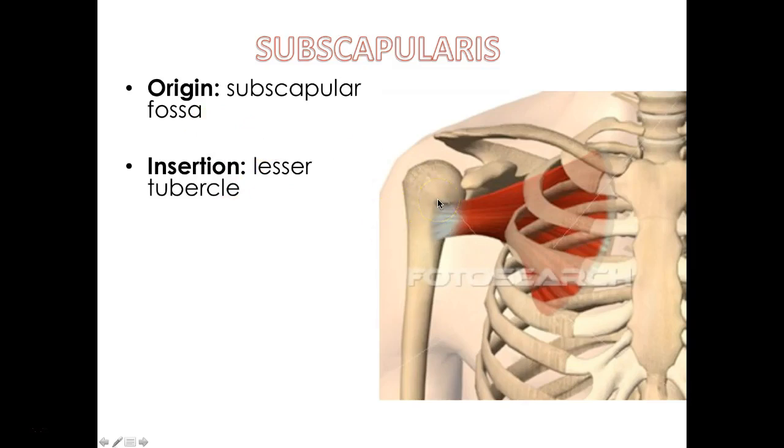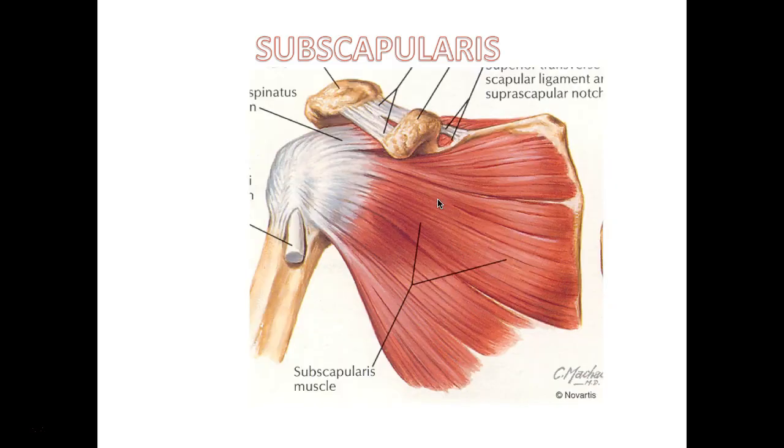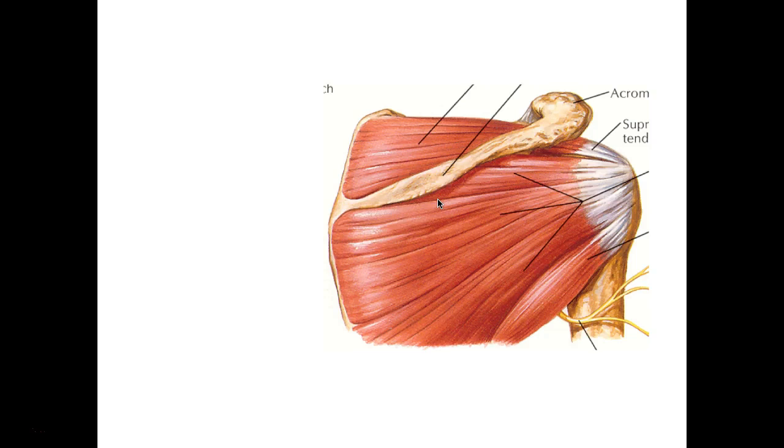So it's just perfect. And now we have a little bit different line of pull, so we're going to do the opposite here and go for medial rotation of the arm. And innervation is the branch of the brachial plexus. And here's another view of that subscapularis muscle inserting into that lesser tubercle.